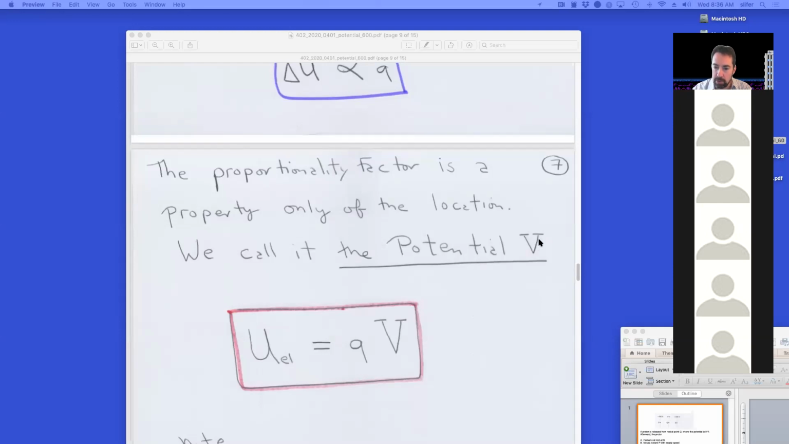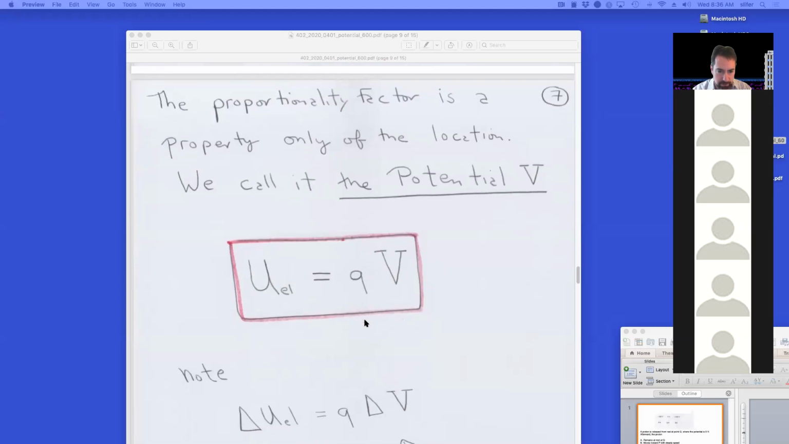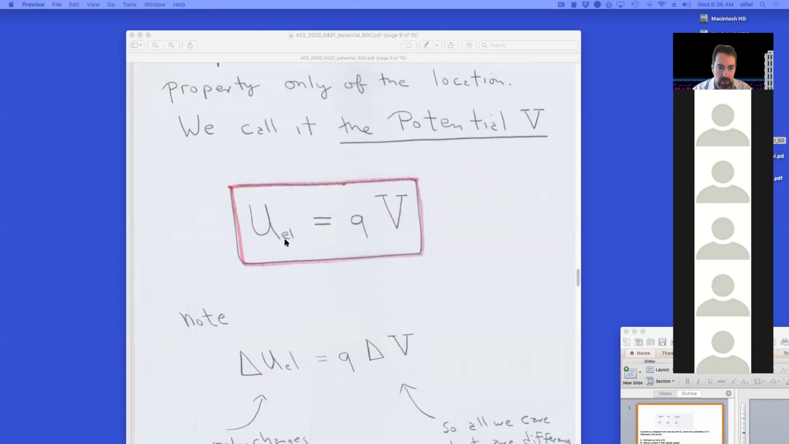I'll use this capital V with little weird lines on the top just because V pops up a lot in other contexts. So I'm trying to discriminate that, I'll always use this capital V here. So this is our definition. The electrical potential energy is equal to the charge times the potential at that region of space.